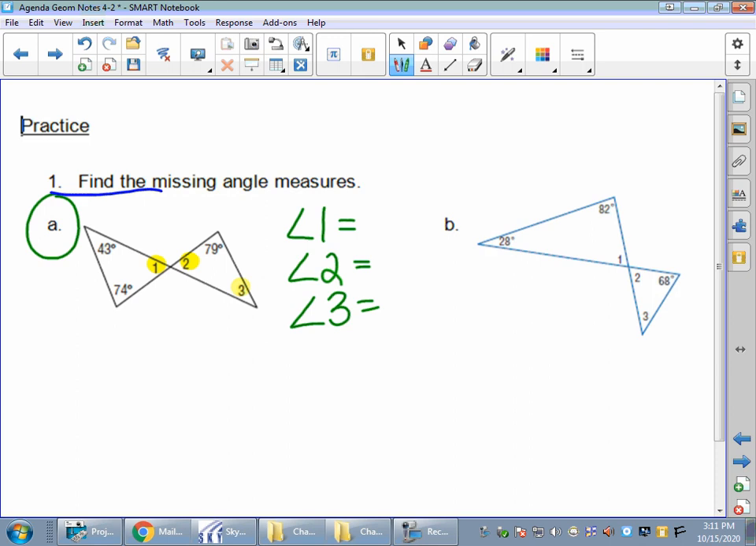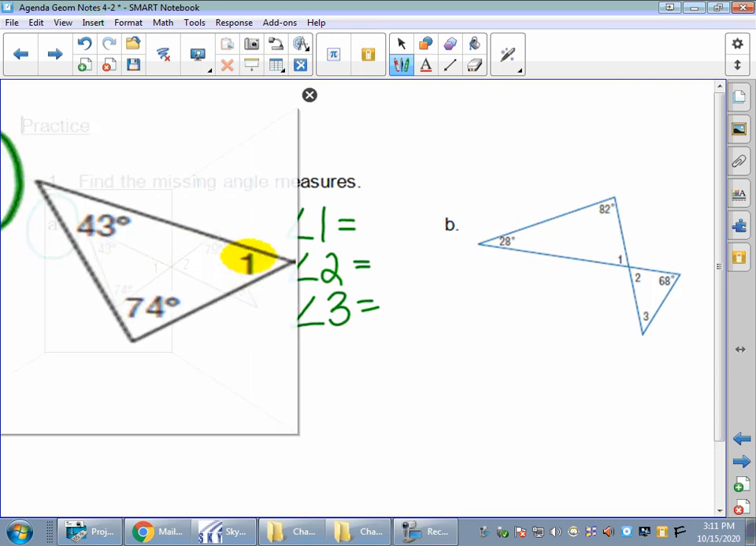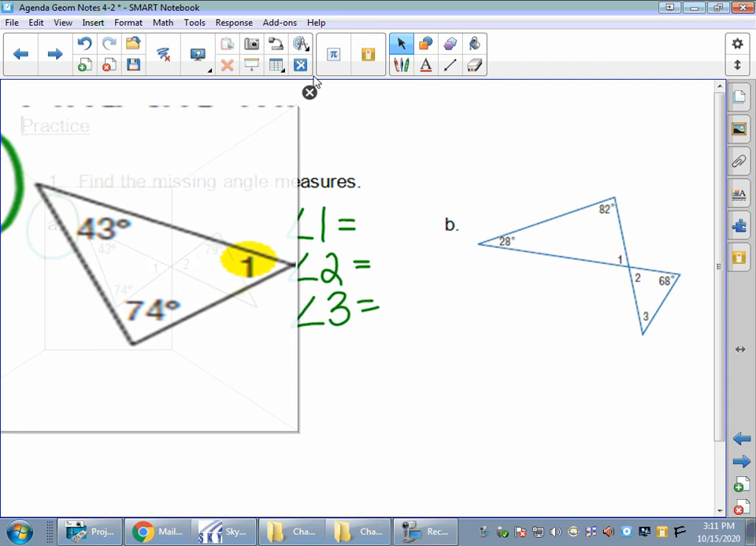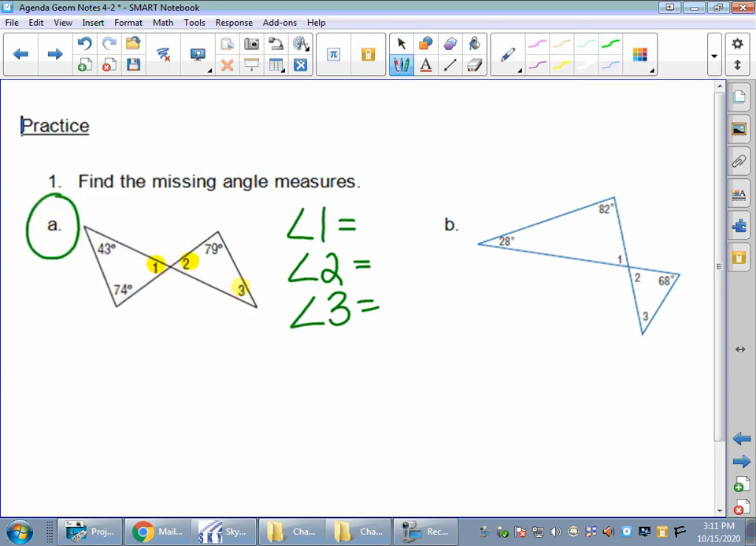So probably starting with angle 1 would be smart, because if I look at angle 1, it's a part of a triangle, right? And what do you know about the three angles of a triangle? Those have to equal 180 degrees. So I could do a little quick math here, calculator math maybe. I know that whatever the leftover from 180 degrees from my 43 and 74 is going to be my measure of angle 1. So we could say angle 1 plus 43 plus 74 equals 180. Perhaps you're going to just jump right to your calculator, and I think that comes out to a 63. Double check them. Is 63 plus 43 plus 74 equal to 180?